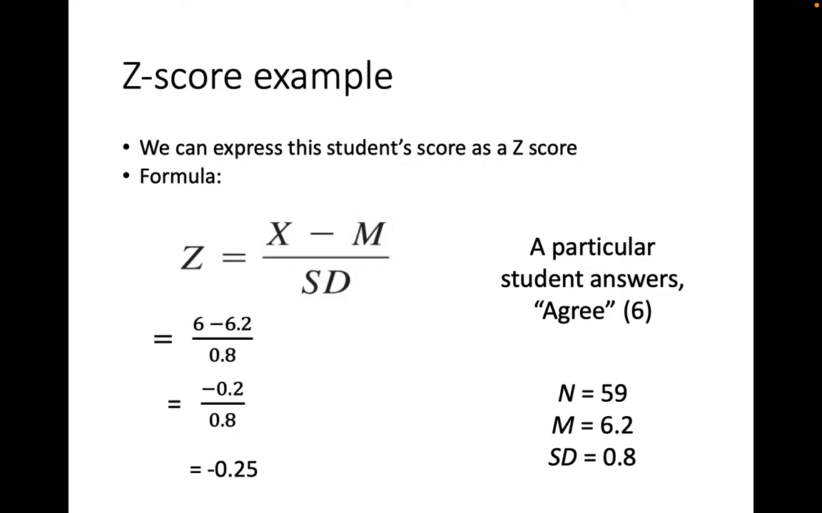So here we have the calculation. For this particular student with a score of 6, we'll take 6 minus 6.2, 6.2 being the mean, and then we'll divide by the standard deviation, which is 0.8. In the numerator, you can see that this student had a deviation score of negative 0.2, and when we divide the deviation score by the standard deviation, we get a z-score of negative 0.25. So this person's z-score is negative 0.25.